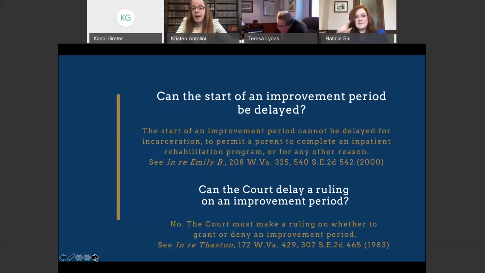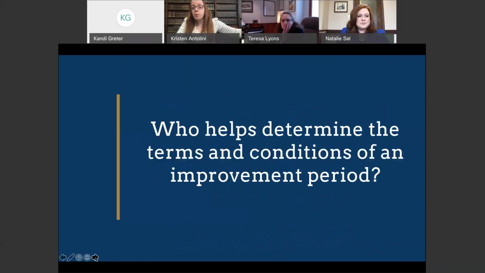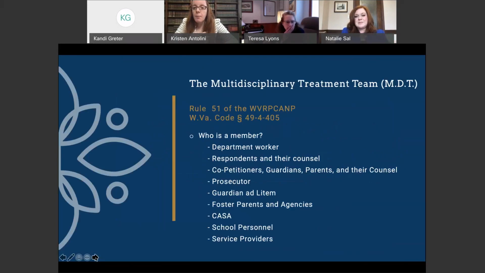So when we're looking at, what are the terms of the improvement period going to be and who's making those decisions, let's first look at who actually helps determine what the terms and conditions could be. And in my mind, that's usually the MDT. Can you talk a little bit about the MDT process, who's a member, and then how they assist in developing those terms and conditions? Absolutely.